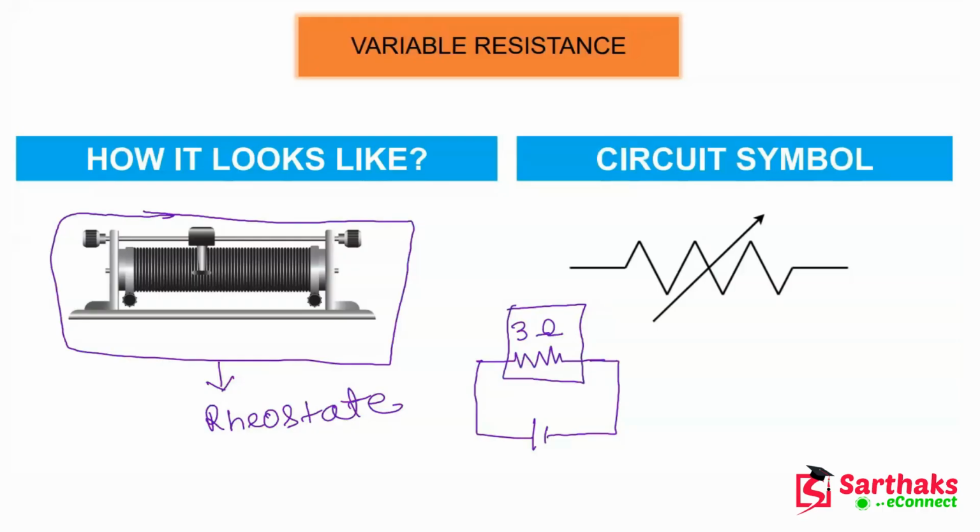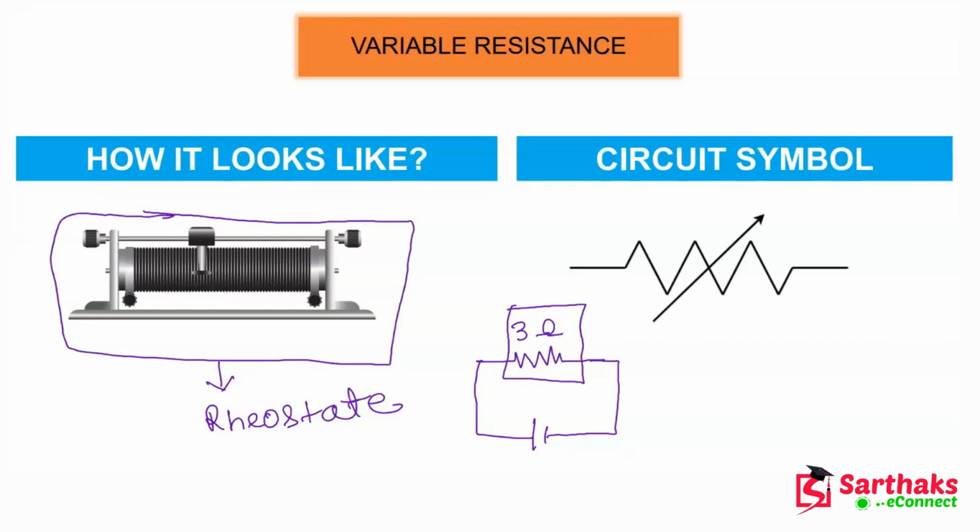But in the case of a rheostat, what can we do? We can simply change the value by moving this handle. By moving this handle, you can change the value of the resistance. So if you want to connect a 6 ohm resistance, here you have to add the resistance manually. But with a rheostat, you would simply change the value of the resistance by adjusting this handle. I hope guys you get my point.